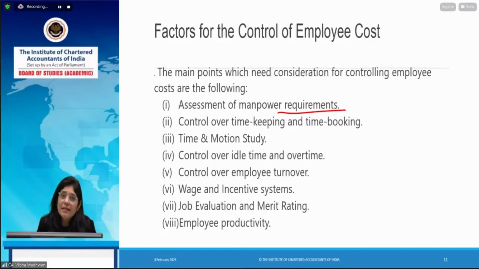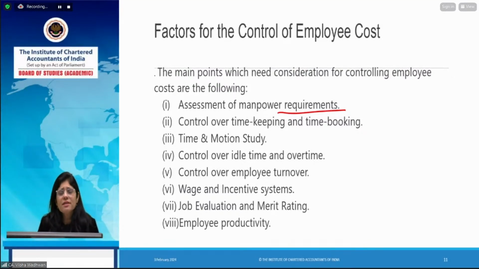Control over idle time and overtime. Idle time means sitting idle, not doing any work. See, normal lunch break, tea break, coffee break is given in every organization. That is a normal idle time. But over and above that, a worker or employee should not waste time or sit idle because it carries a cost. All right.